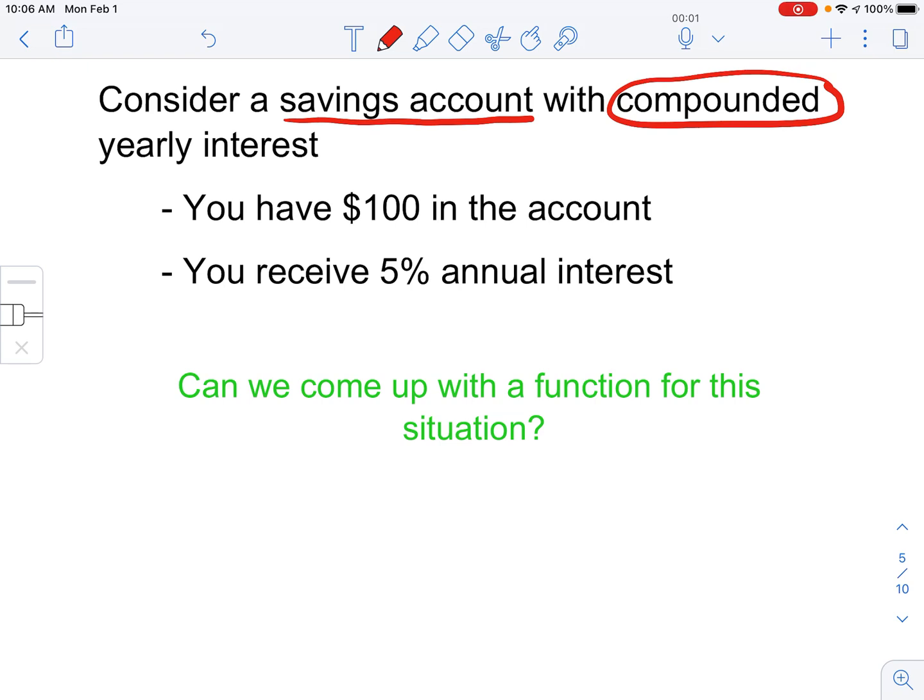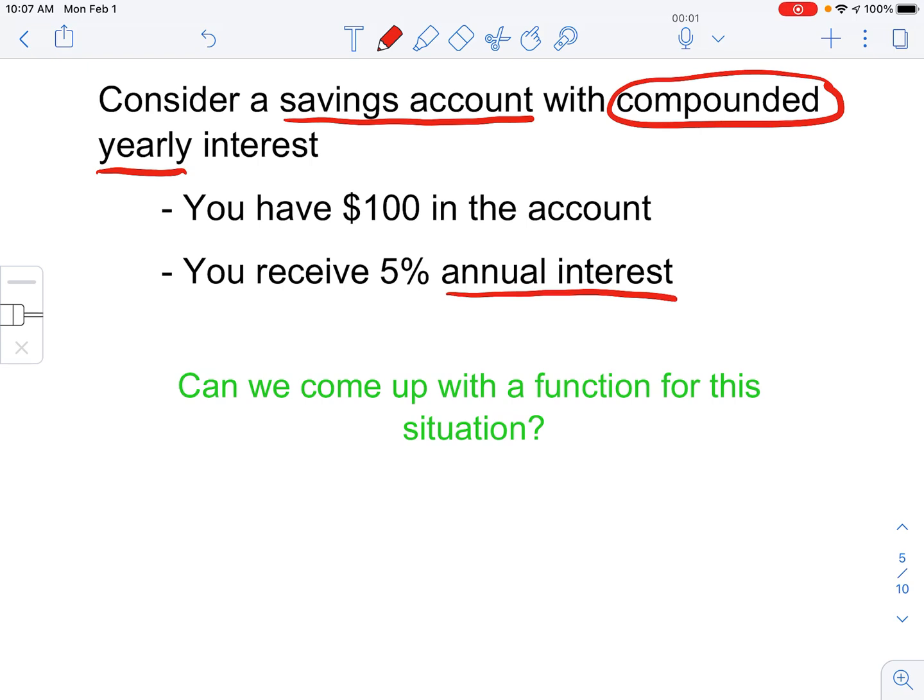Compounded yearly means you're making interest on top of interest, and it is occurring at the end of the year, or once a year. So we're going to start very basic here, where we have $100 that we are putting into the account. We're not taking anything out. We're not putting anything in. The bank is going to give us a 5% annual interest rate, which means that every year they're going to calculate 5% of what we have in our account and give us that amount of money. Can we come up with a function for this situation? Well, absolutely we can.